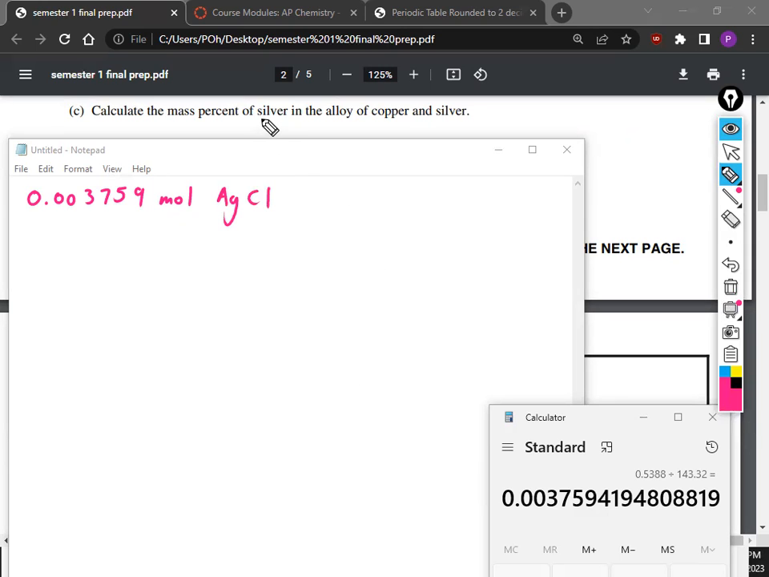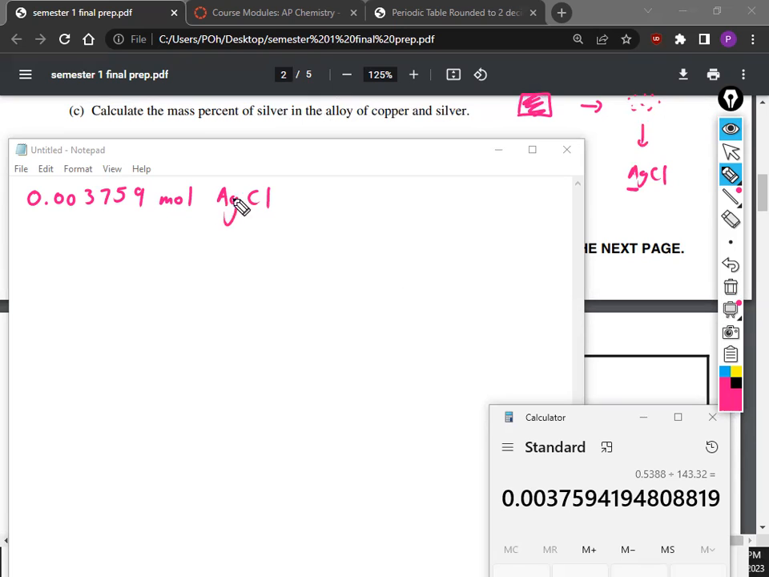Now, what we're trying to find is how much silver was in the original alloy that we had, right? We have the moles of AgCl that we just produced from that alloy. So basically, we took out all the silver from that alloy and turned it into a salt. If we can figure out how much silver is in this salt, we can figure out how much silver was in the original alloy, right? We had the alloy, we dissolved all the silver, and then we turned it into AgCl. So we can just go backwards and figure out how much was in the original alloy. That's basically how the math would work.